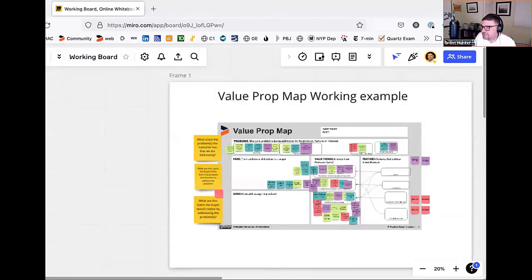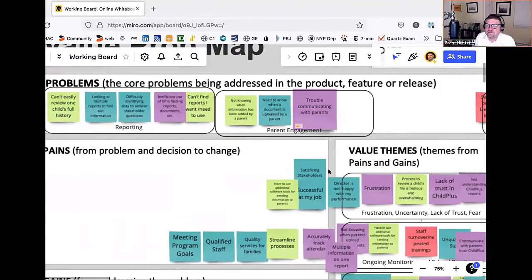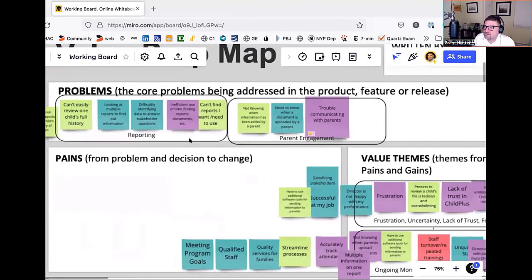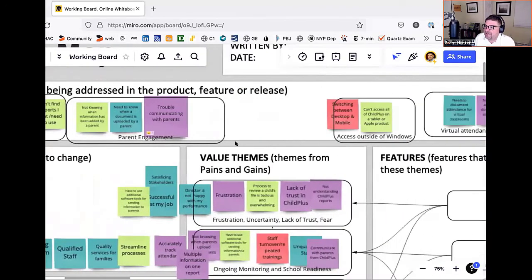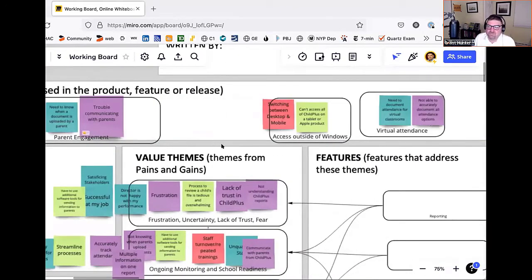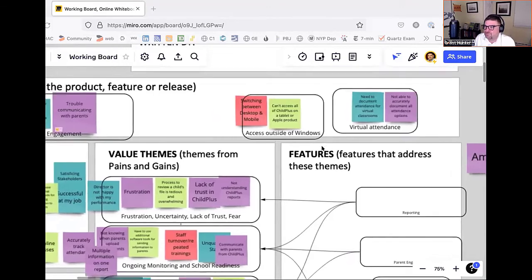And this is sort of what it ended up with. So we had all these things, but this is for a release they had. They identified that the core problems were around reporting. They were solving around parent engagement. And this was a software that helps run pre-K businesses. Access outside of Windows, their legacy platform was Windows based. Then virtual attendance. This is sort of dealing with the virtual school in the pandemic.